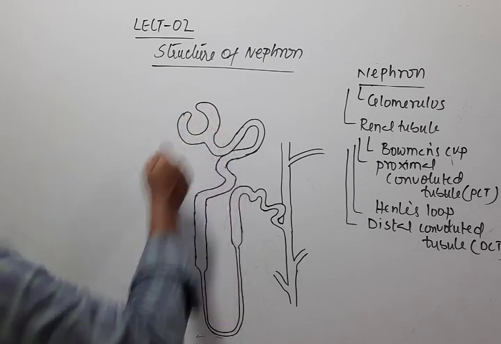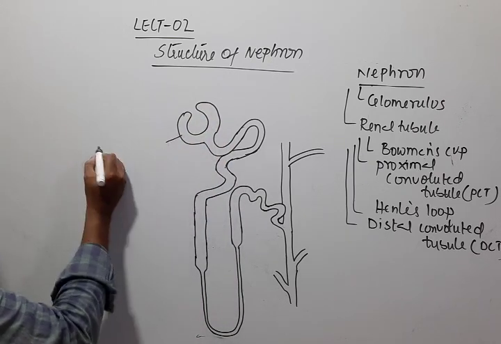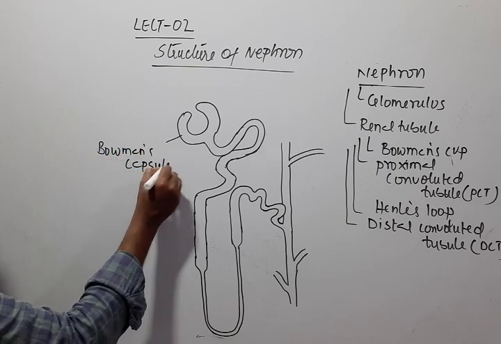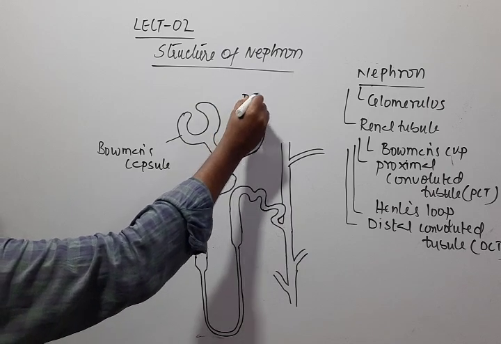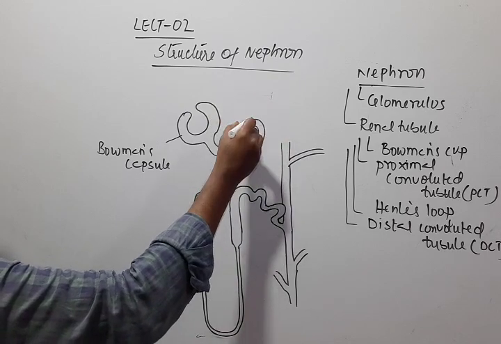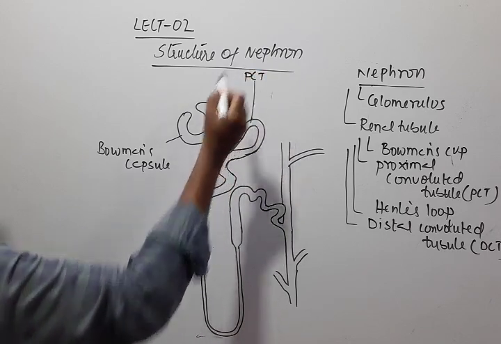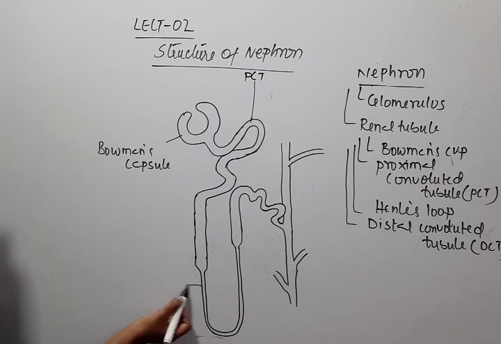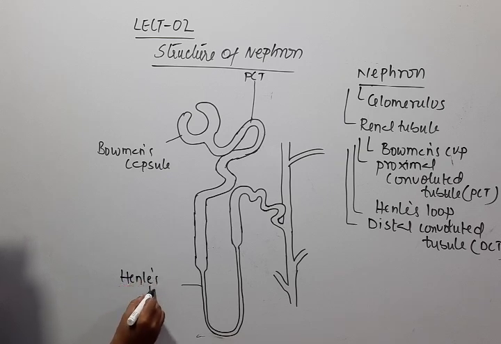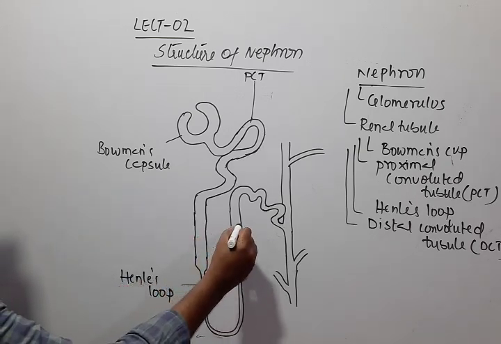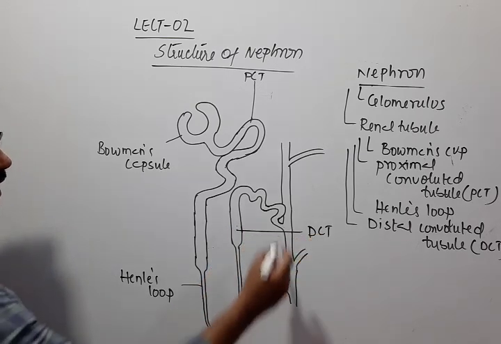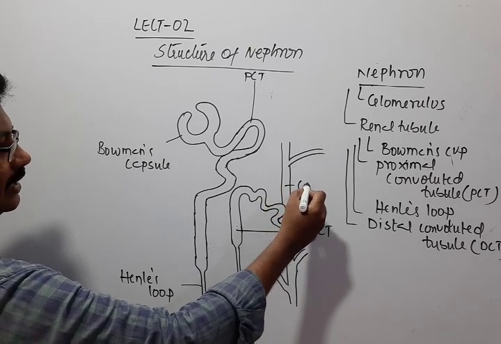Okay, so this portion is the Bowman's capsule, and this is the PCT, the proximal convoluted tubule, right? And this portion is the Henle's loop, and this portion is the DCT, the distal convoluted tubule, and this is the collecting duct.